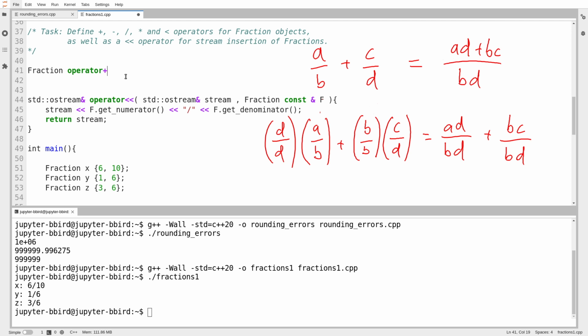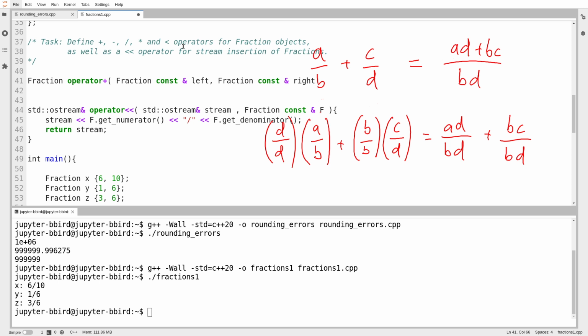You should know how to write plus and minus and multiplication and division, because we're going to write those a few times. You should also know how to write less than. We've already seen an example of that, but the more exotic ones, if you need them, will tell you what to do. Okay, so I want to take as my left argument a fraction, and I'll take it by constant reference, just right off the bat. I will call that left, and I'll take my right argument also by constant reference, and we'll call that right.